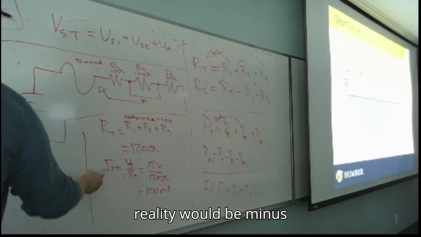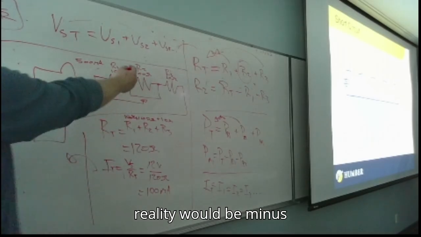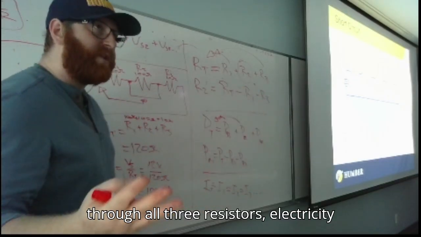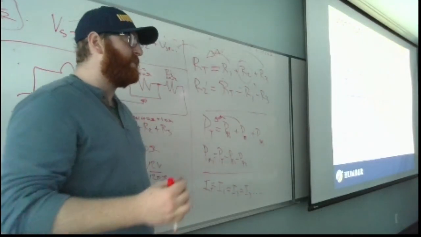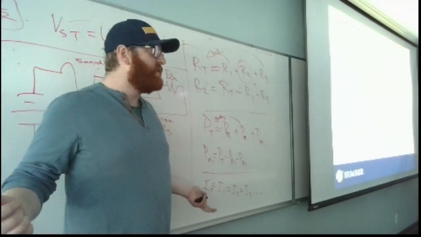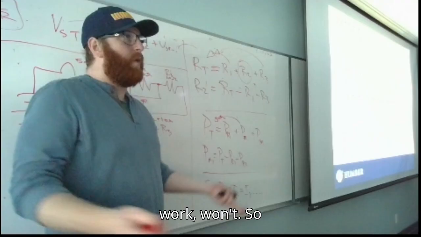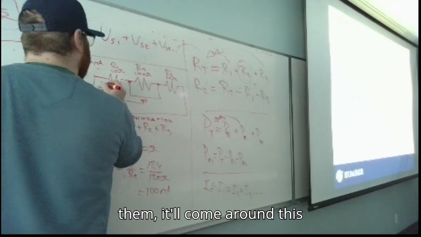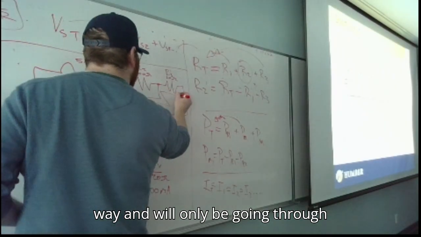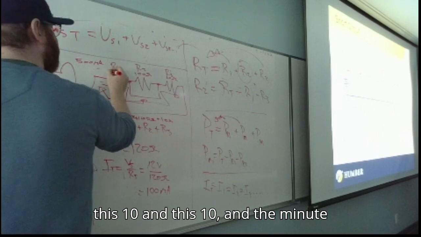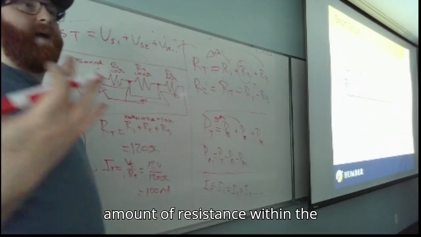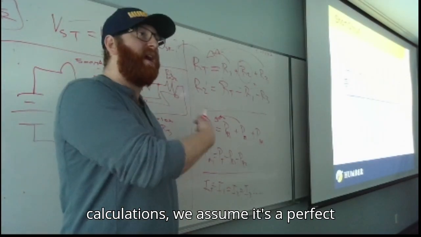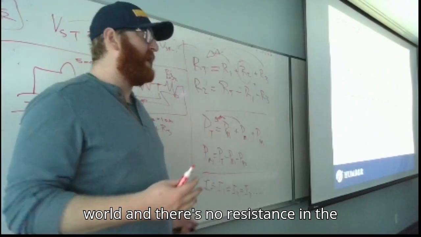As soon as we say we're going to skip over this, right? So the alternate reality would be minus 100 ohms, because instead of it going through all three resistors, electricity follows the path of least resistance. AKA, like engineers, electricity, if it doesn't have to do work, won't. So instead of going through all three of them, it'll come around this way, and we'll only be going through this 10 and this 10. And there's a minute amount of resistance within the wire itself, but especially for calculations, we assume it's a perfect world, and there's no resistance in the wire.